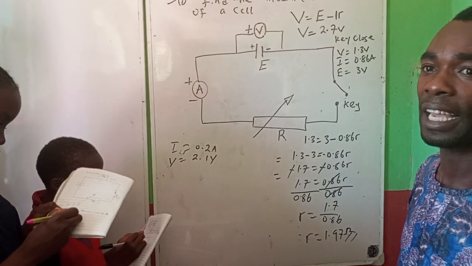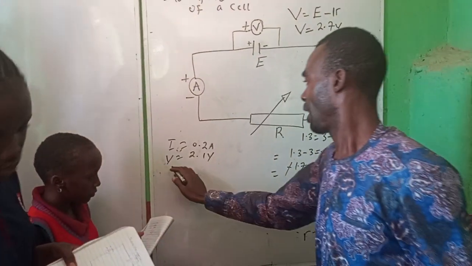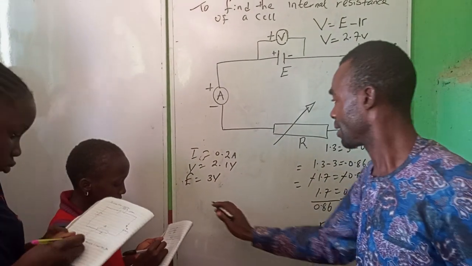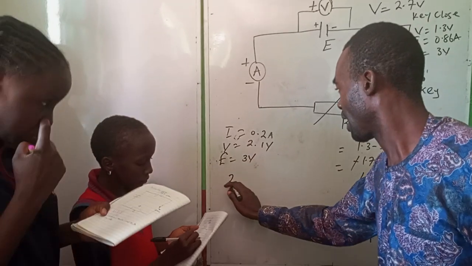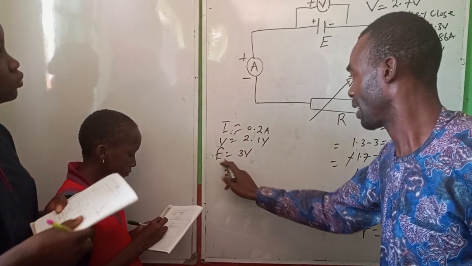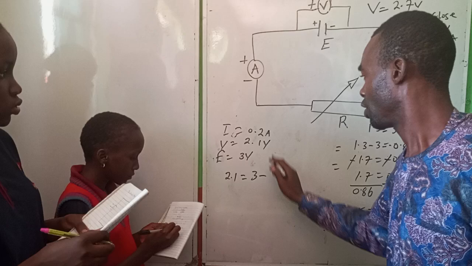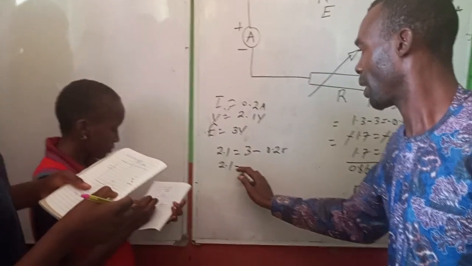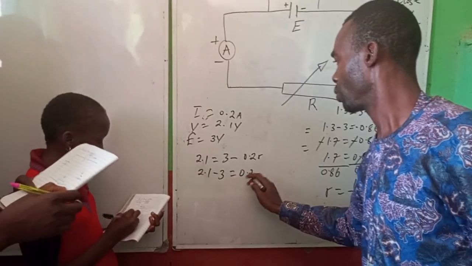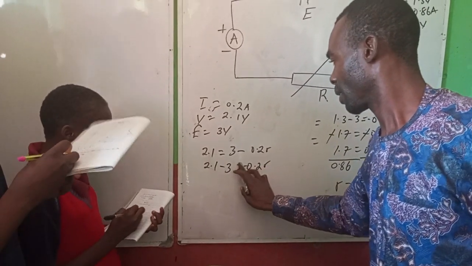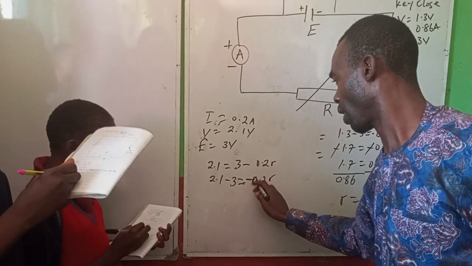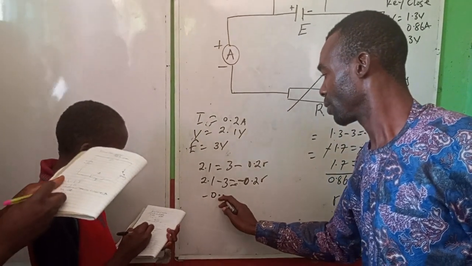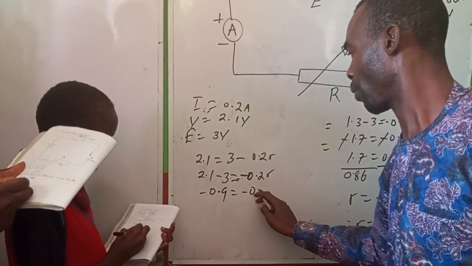Now, what is our total cell? 3. Good. Our total cell is 3 volts. Now, let's calculate the internal resistance. You now write 2.1 is equal to 3 minus 0.2 times R. You have 2.1 minus 3 is equal to minus 0.2 R. Now, what do you have? Minus 0.9 is equal to minus 0.2 R.